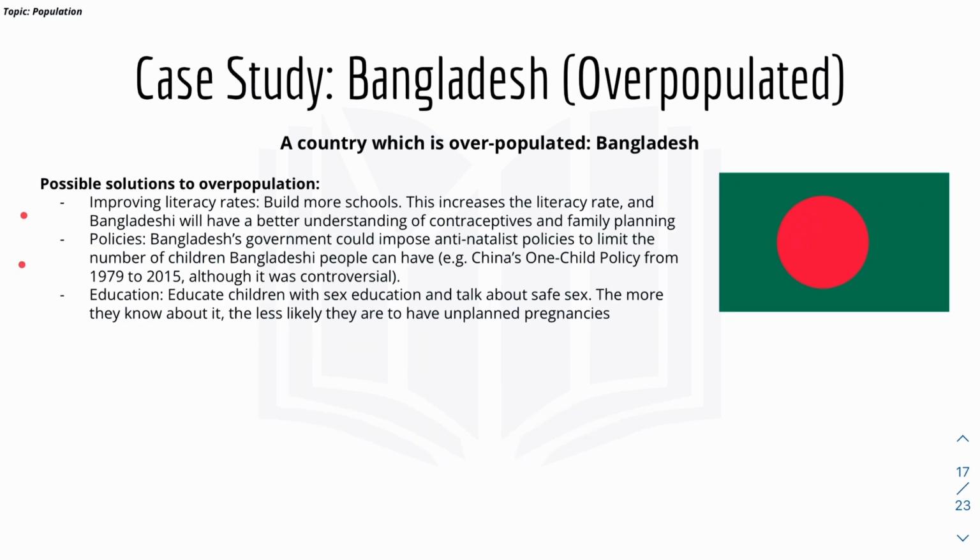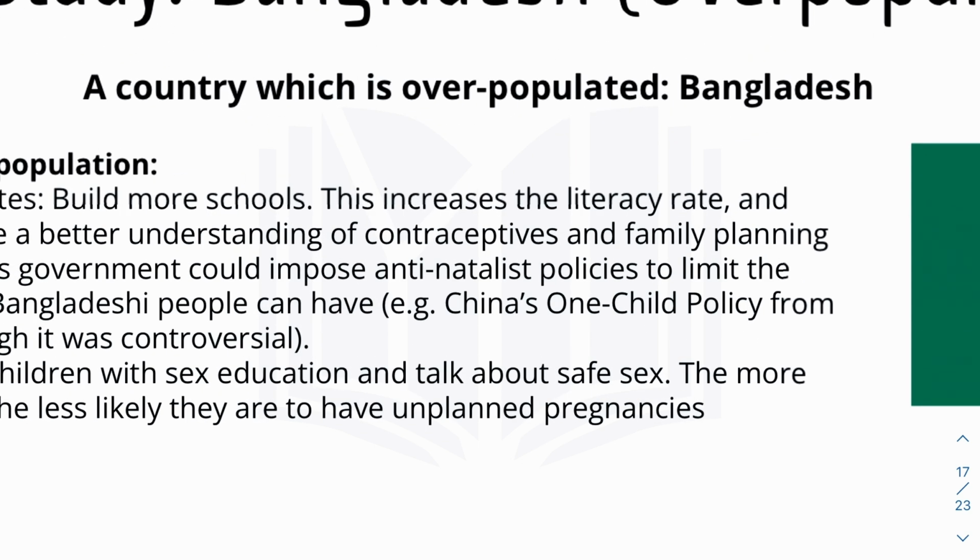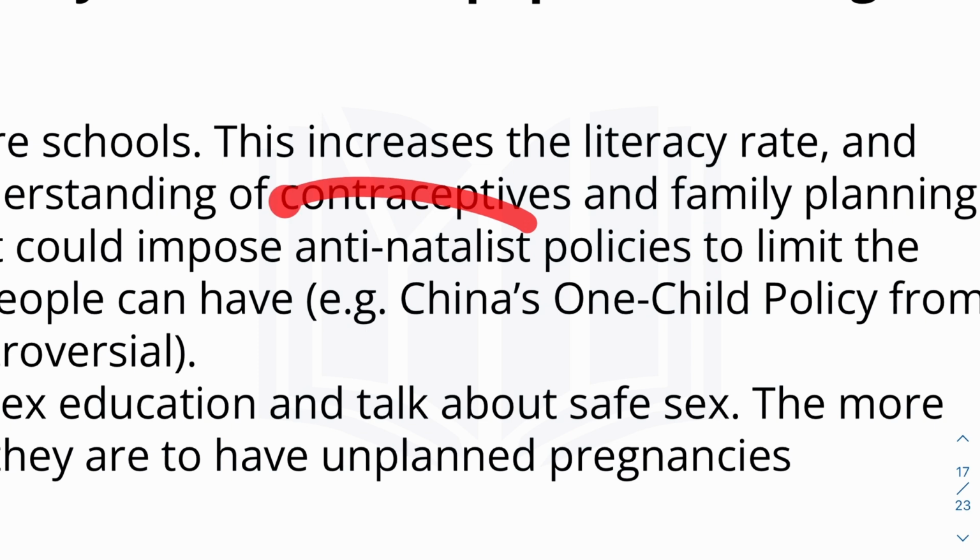And here are some possible solutions to overpopulation. Number 1, we have improving literacy rate, where we can build more schools to educate people. And we can set up policies where the Bangladeshi government could impose an antinatalist policy to limit the number of children. So there's this term right here, antinatalist. So we have an antinatalist and there's the pro-natalist policy.